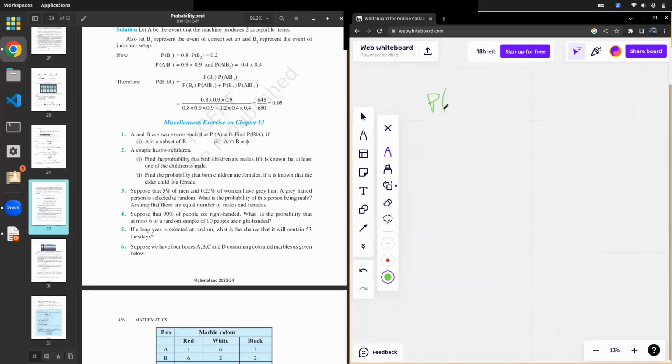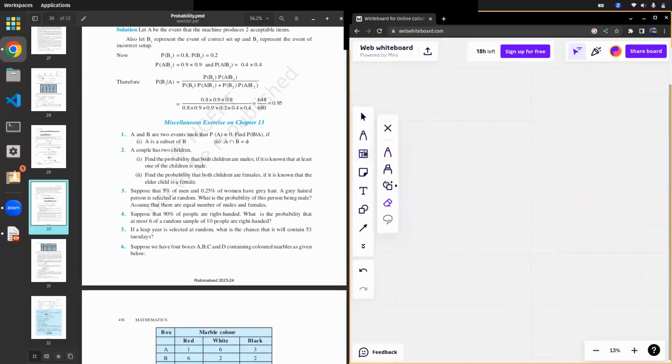So probability of A intersection B is equal to probability of A for the first part of the question, and probability of B given A is equal to probability of A intersection B over probability of A. Since the numerator and denominator are the same, we will get the answer as 1. In the second part, it is given that A intersection B is equal to null. So we will get this value as 0, and we will get the answer as 0 in the second part.